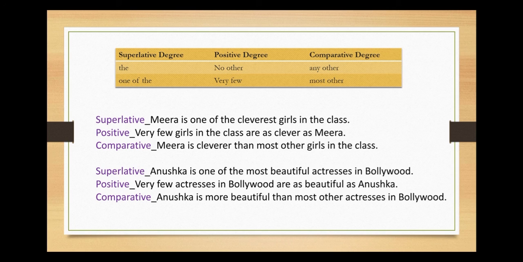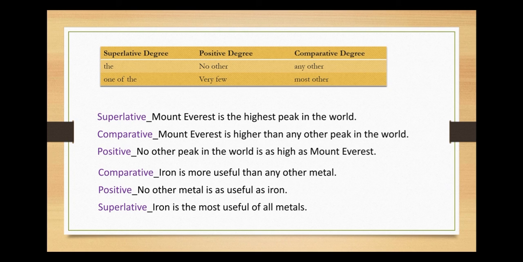Next, Anushka is one of the most beautiful actresses in Bollywood. Very few actresses in Bollywood are as beautiful as Anushka. Anushka is more beautiful than most other actresses in Bollywood. Now next example. Mount Everest is the highest peak in the world. Here we find "the". So in comparative degree, I will use "any other". Mount Everest is higher than any other peak in the world. Positive, no other peak in the world is as high as Mount Everest.